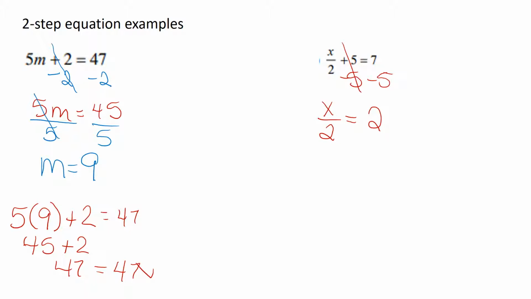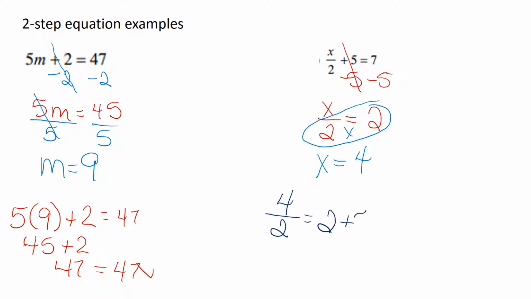I still need to work on isolating the variable. X divided by 2, I need to get rid of the 2 in the denominator, so I'm going to multiply both sides by 2, or multiply the 2 and the 2 together. That will leave me with x equals 4. Remember, you can substitute back into your problem and say 4 divided by 2 would be 2, and then 2 plus 5 does give me the 7, so my answer does check.